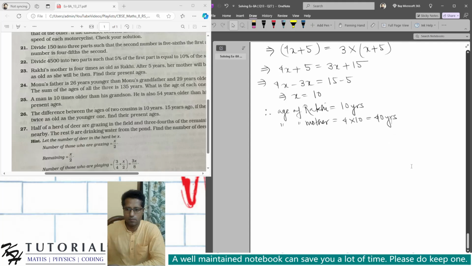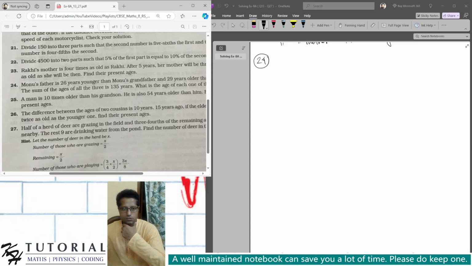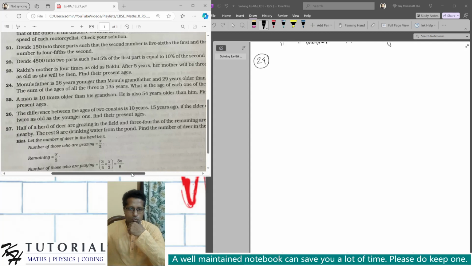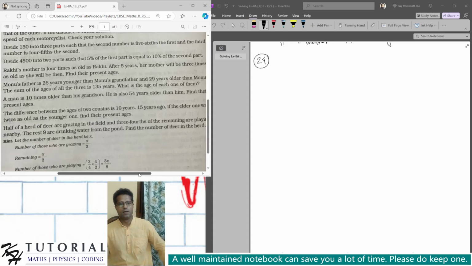Okay, let's do problem number 24. Monu's father is 26 years younger than Monu's grandfather and 29 years older than Monu. So 3 persons are involved: Monu, Monu's father, and Monu's grandfather. The sum of the ages of all the 3 is 135 years. So what is the age of each of them?